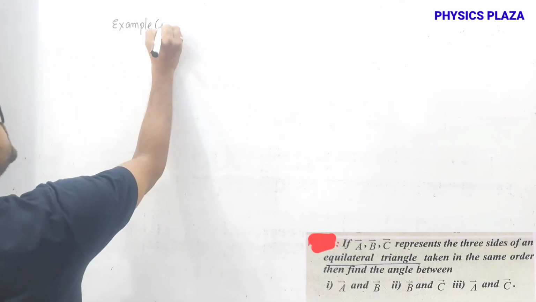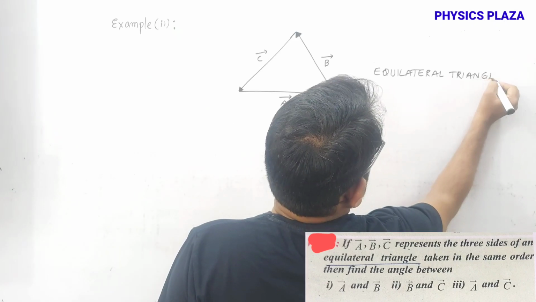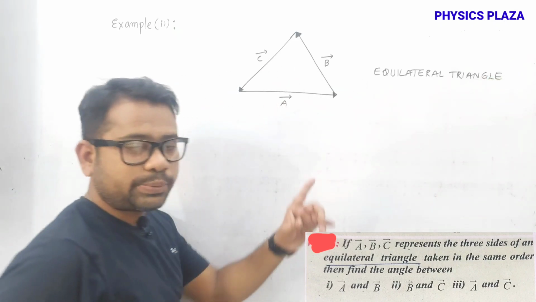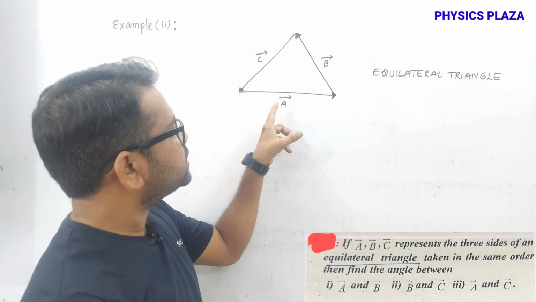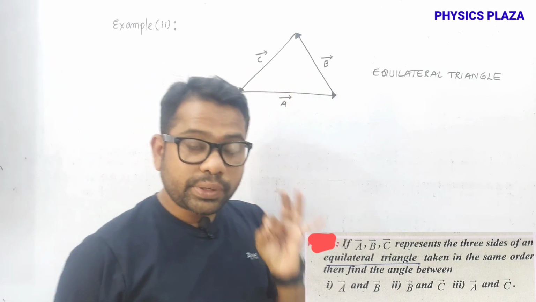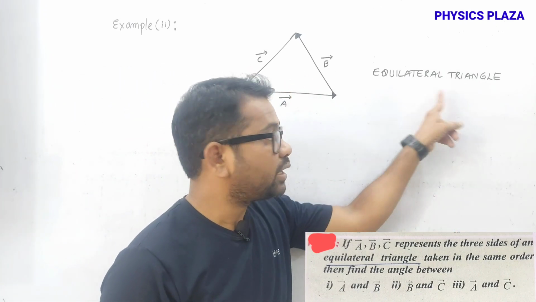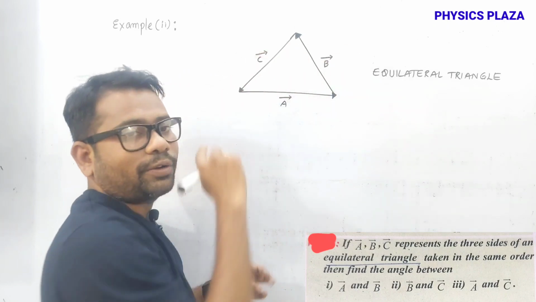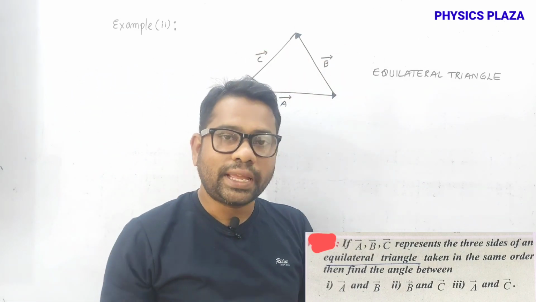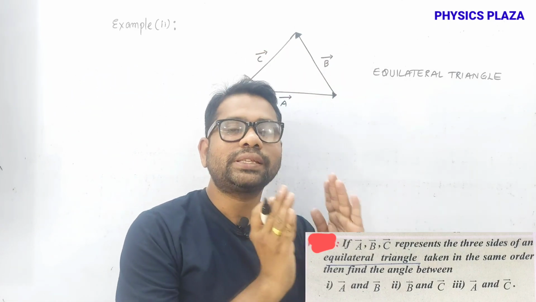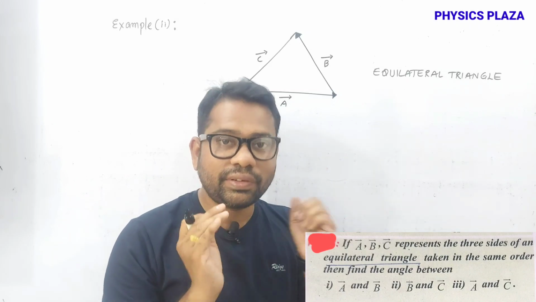Now let us see example 2. It is an equilateral triangle, children. As per the question, these three vectors A, B, C represent the three sides of an equilateral triangle taken in the same order. Then they ask us to find the angle between AB, BC, CA. Is it clear, children? Very important.